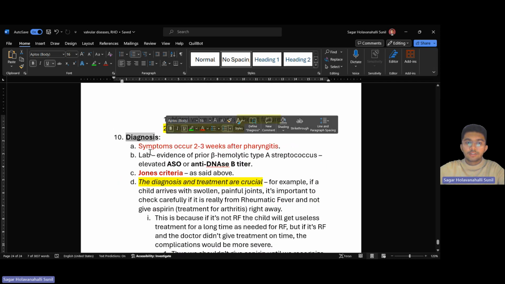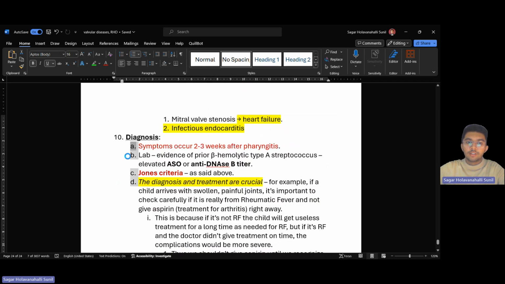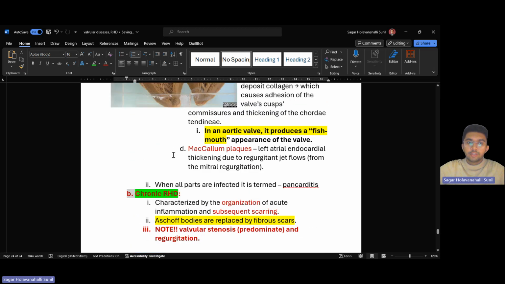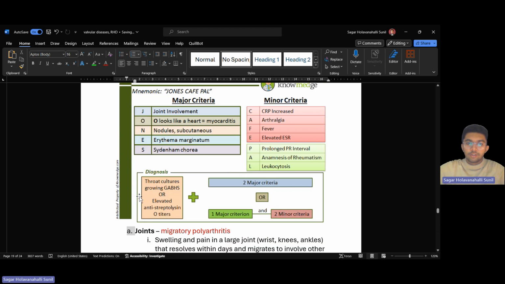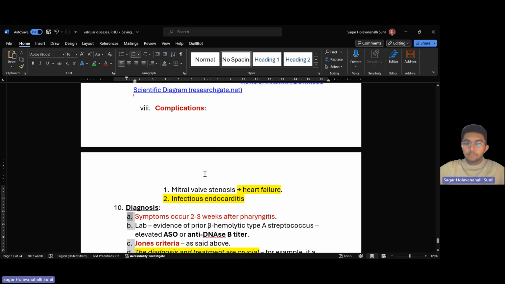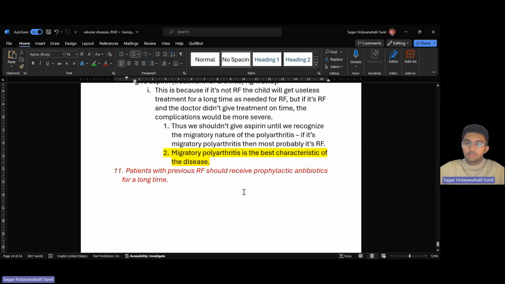Then just talk about diagnosis. Again, mention whatever I mentioned in the picture for Jones criteria over here. Where does it go? Yeah, this diagnosis part, okay? And just remember this is kind of important. And I think that should be it. I think this is more than enough.